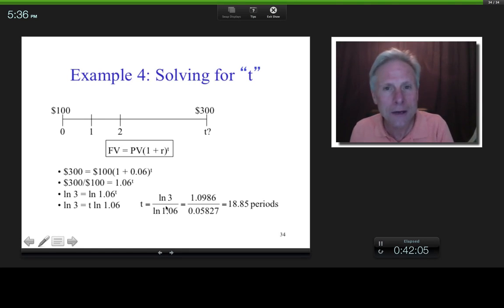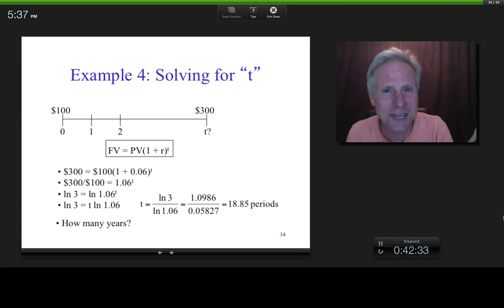So if you just go to your calculator and take the natural log of 3 and then divide by the natural log of 1.06, you'd get about 19 periods. Does that mean that it takes 19 years for this $100 to triple? No. 19 periods. How long are these periods? They're 6-month periods. So there's about 19 6-month periods. How many years is that? That's about 9.5 years. So it takes about 9.5 years for this to triple.